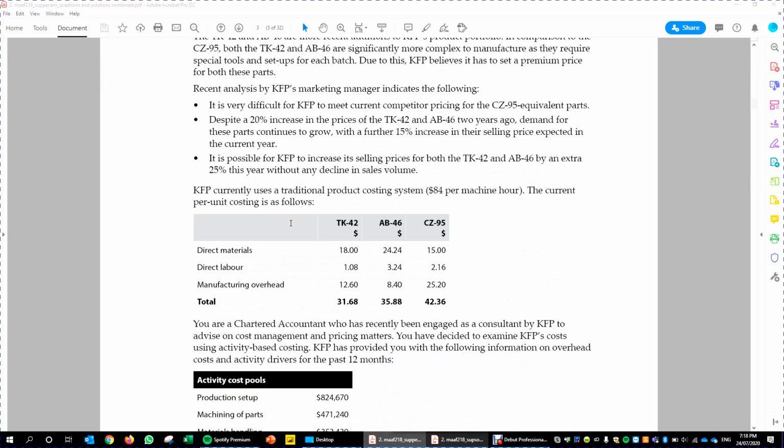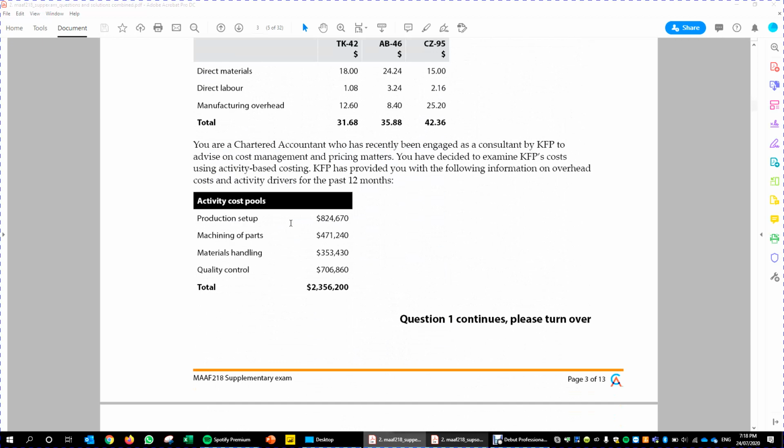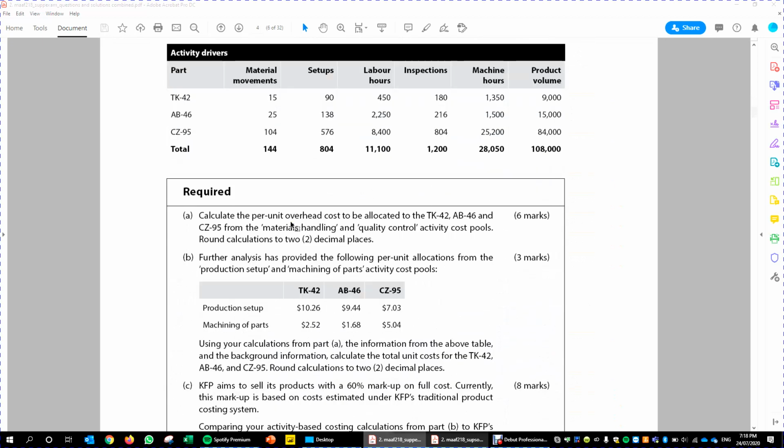So as usual, what I like to do before I read through the information in detail is just look ahead to the question so I can see exactly what we have to do, so that it'll help us when we're reading the question look for the key information. The first question asks us, part A, to calculate the per unit overhead cost to be allocated to these three respective aircrafts, I believe they are, TK-42, AB-46 and CZ-95, from the materials handling and quality control activity cost pools. Okay, so we know this is an activity-based costing question, and we're going to have to do some calculations to actually allocate costs. That's the first thing. We know it's worth 6 marks, so it's going to be fairly long.